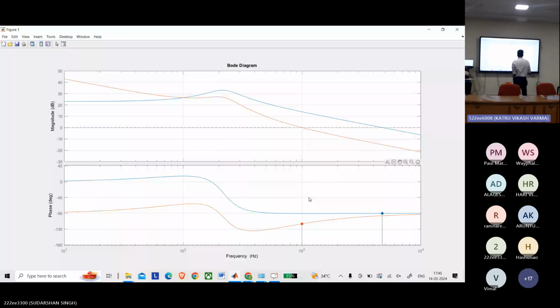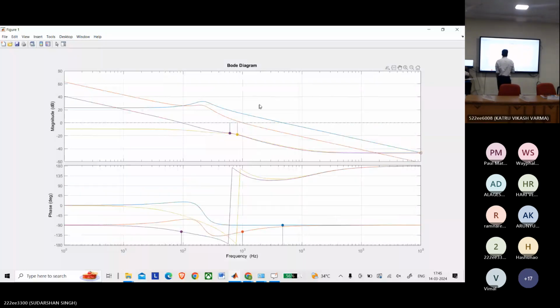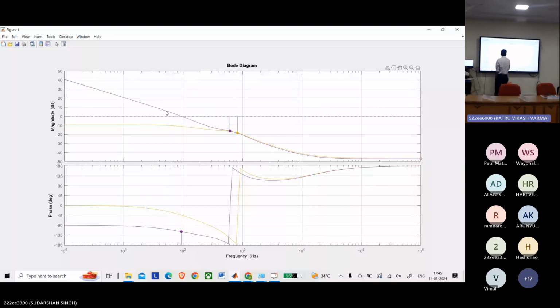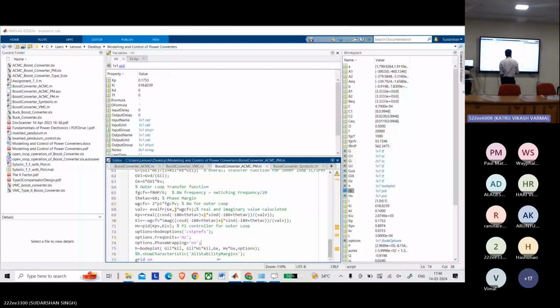So can you show me the outer loop design also? Which one is the compensated system? So this is the compensated system. We have designed for 100 hertz. We got around 100 hertz, and what is the phase margin? It is 60 degree. So the phase margin is satisfied. Now can you go to the Simulink block and simulate the closed loop simulation?